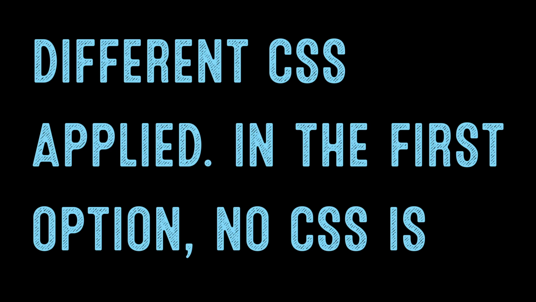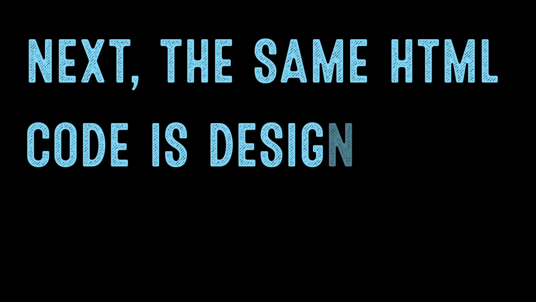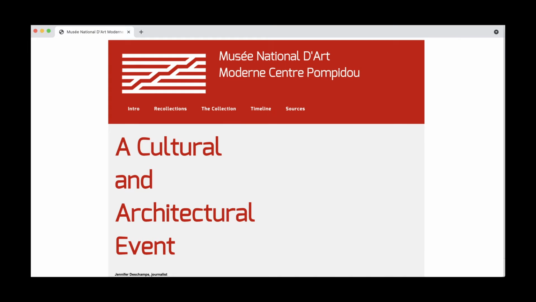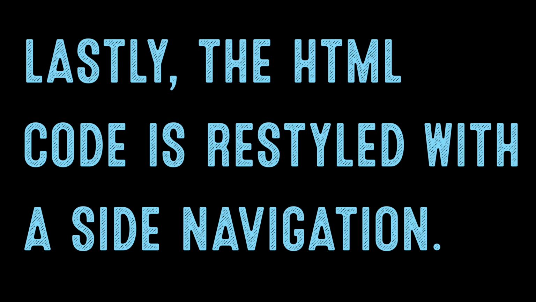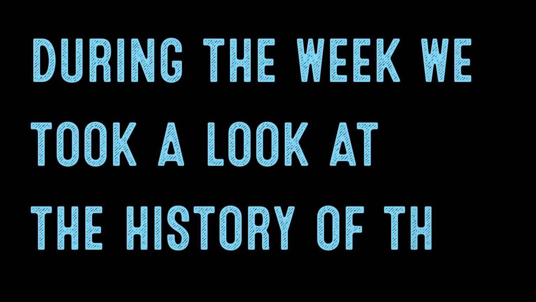In the first option, no CSS is applied and it is unstyled. Next, the same HTML code is designed with a top navigation. Lastly, the HTML code is restyled with a side navigation. During the week, we took a look at the history of the development of CSS.